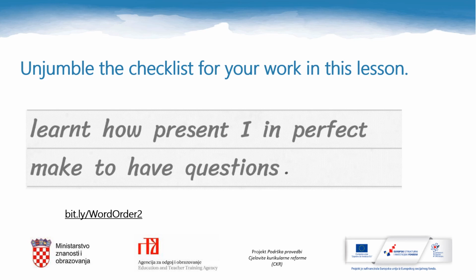That's almost the end of this lesson. The last activity in this lesson is the checklist to see how successful you have been in your work. To find the checklist, you have to unjumble the sentences. You can do it by looking at the words and trying to establish the right word order on the slide, or you can copy the link that you can see on the screen into your browser and access the unjumbled sentences of the checklist online. The link is bit.ly word order 2.